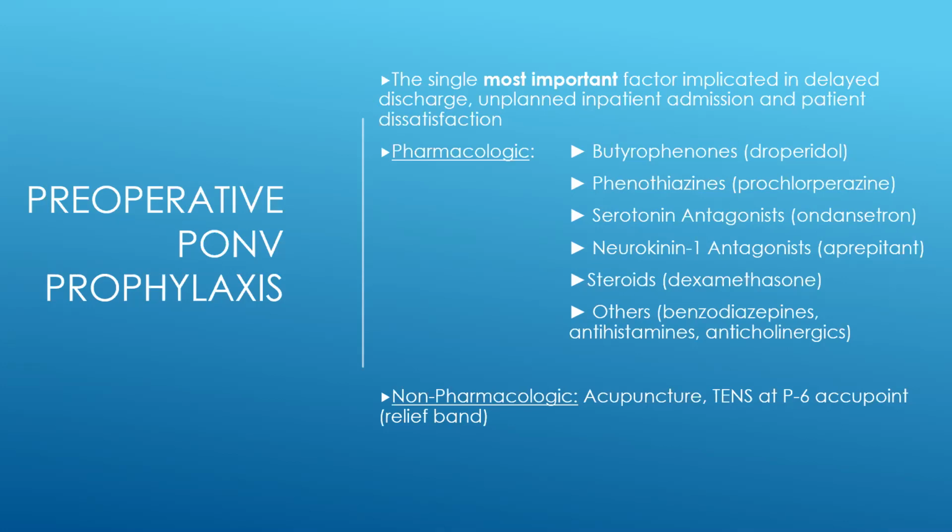I will mention the anticholinergics, in particular the scopolamine patch that has been shown to be very helpful in patients with a history of motion sickness against nausea and vomiting. There are other non-pharmacological methods, acupuncture and TENS at the P6 acupoint. There is a commercial product known as the relief band. It's a band people wear on the wrist that puts pressure on this P6 acupoint. And that, by scientific studies, has been shown to work.